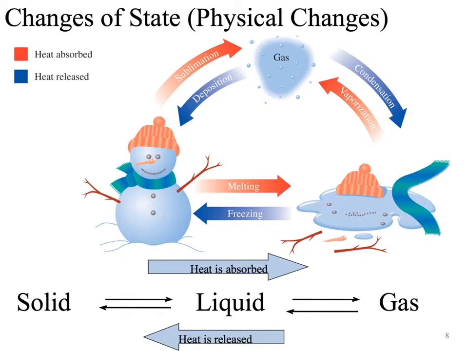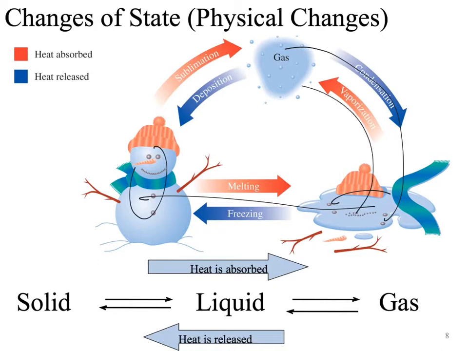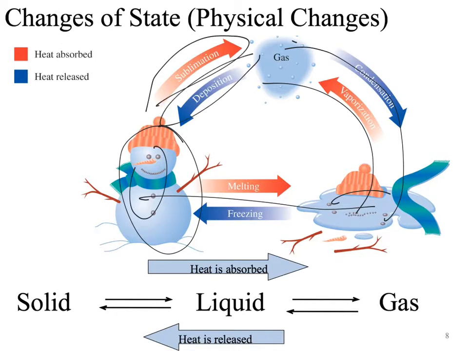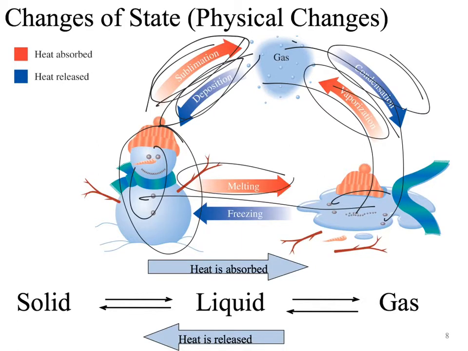So we need to be familiar with the names of the changes of state. We have melting when we go from solid to liquid, and the opposite of melting is freezing. When we go from gas to liquid, that is condensation. The opposite is vaporization. And when we go from solid to gas, it is sublimation, and the opposite of sublimation is deposition. You will be expected to know the definition of each one of these concepts.